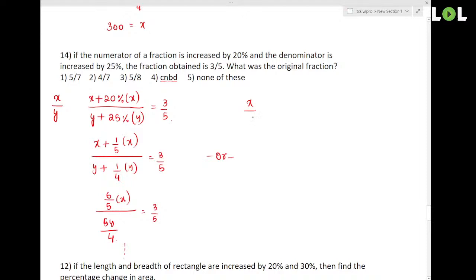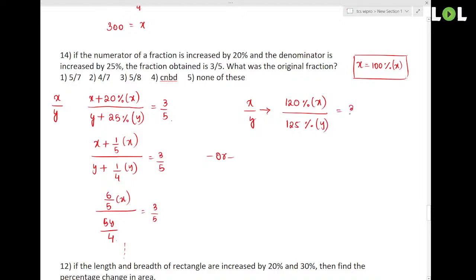Simply, guys, if you just use our previous trick, what is that? x is equal to 100% of x. You can do miracles in this question. Observe here. Consider x as 100% of x, increased by 20% means that will become directly 120% of x. Y, consider it as 100% of y, that is increased by 25%, means that will become 125% of y.